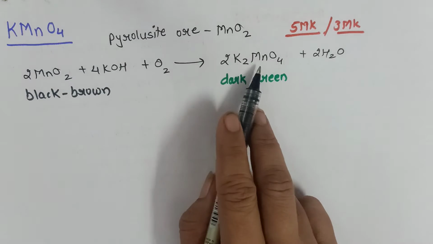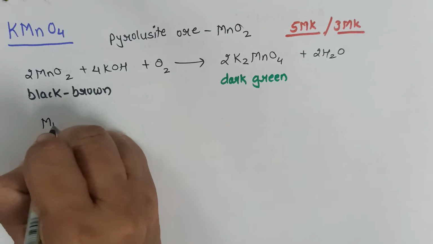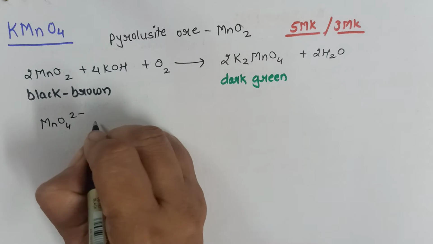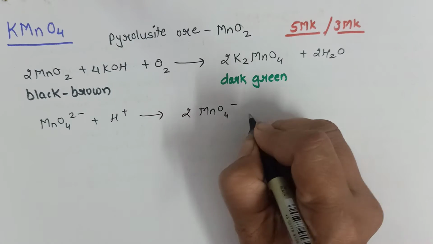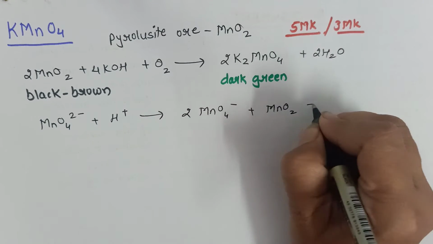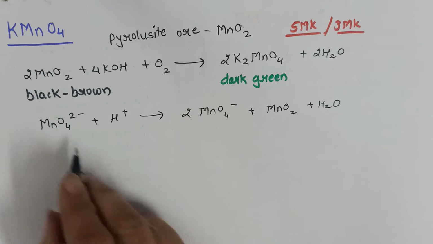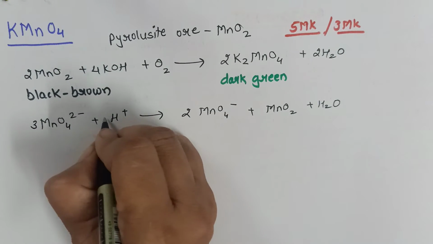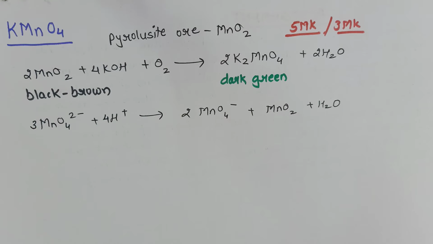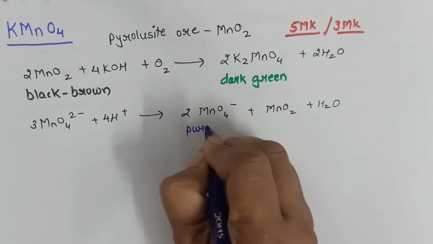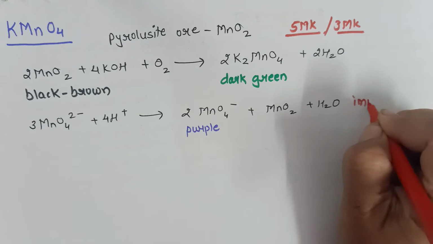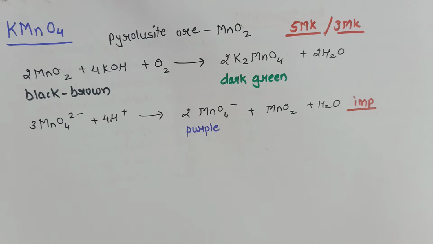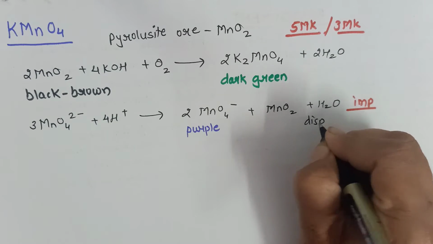Now this dark green colored K2MnO4 will disproportionate in acidic medium to give purple colored potassium permanganate. Let us balance the equation. Okay, so this will be a purple colored potassium permanganate. This is a disproportionation reaction, and especially this second step is the important one because it is disproportionation.